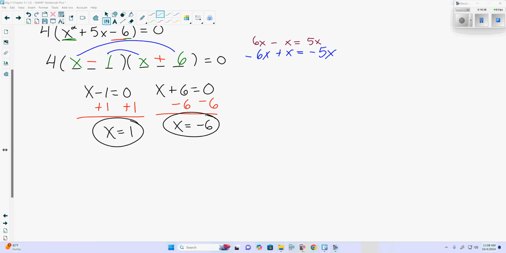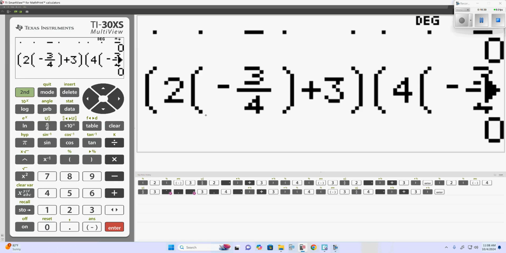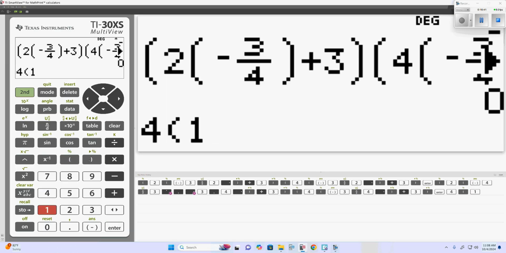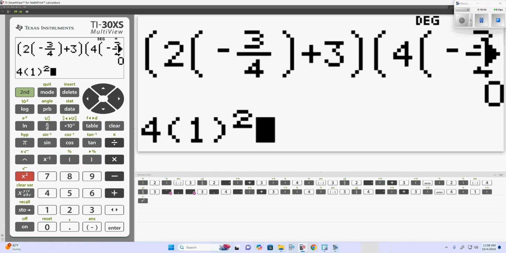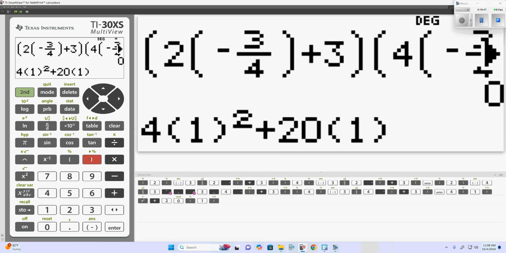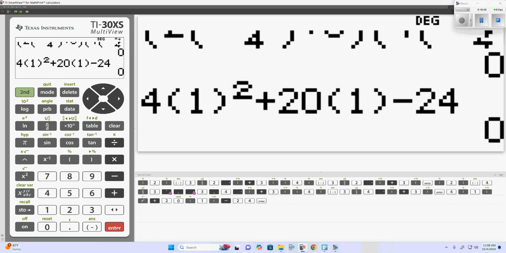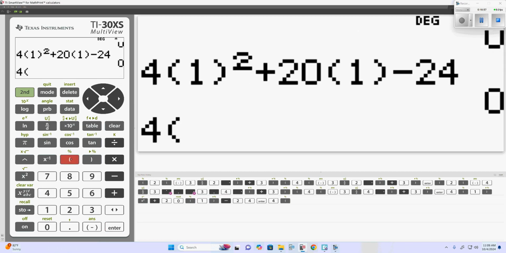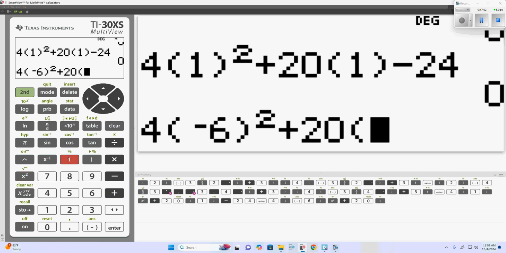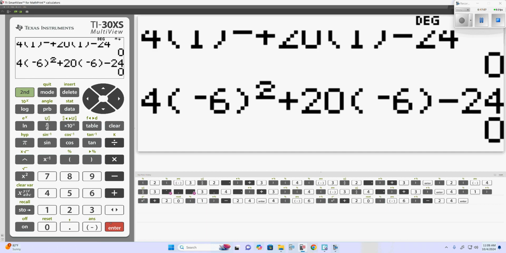Now, if we wanted to check it and make sure we got it right, we could do 4 times 1 squared plus 20 times 1 minus 24. We can plug our solutions back in for x and see if they do give us 0. I think it was negative 6 squared plus 20 times negative 6 minus 24. And it also gives us 0. Questions on this here? Are we ready for the next one?